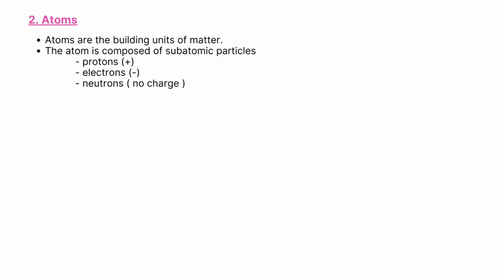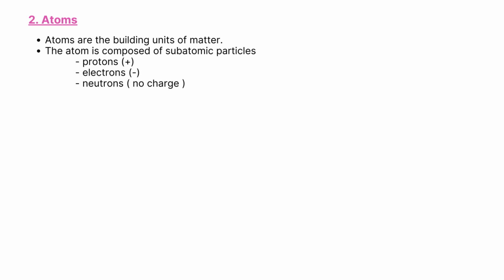Atoms, as I said, are the building units of matter. And these atoms can chemically combine and they have specific properties. So to know about atoms we should first know what atoms are made up of. They are made up of subatomic particles, and there are three types of subatomic particles: protons. Protons are positively charged subatomic particles. Then we have the second type, neutrons. This does not have charge. And the third type is electrons, and this has negative charge.